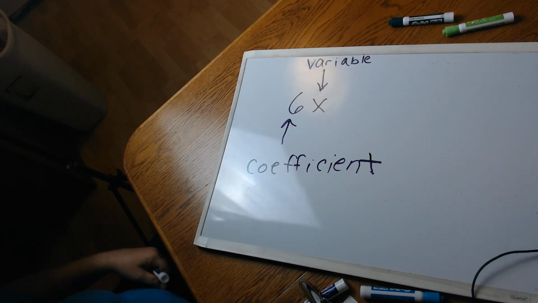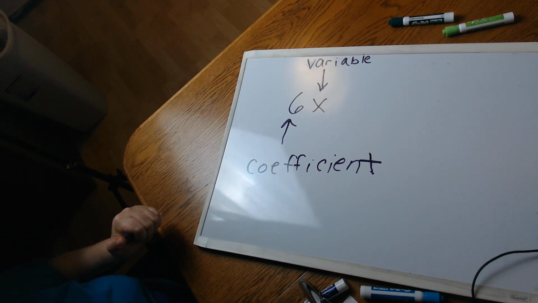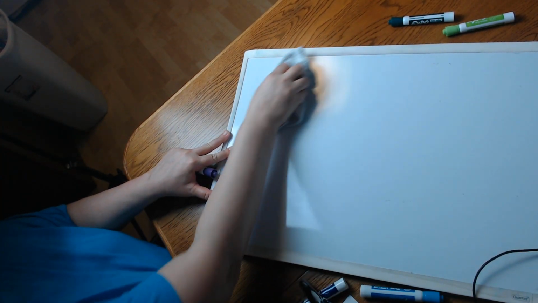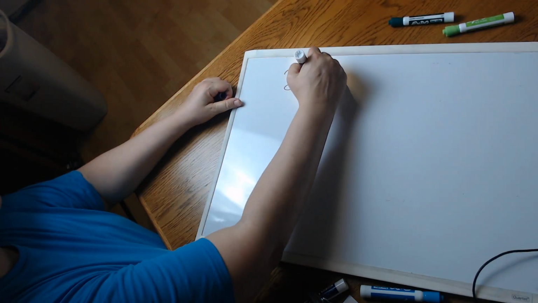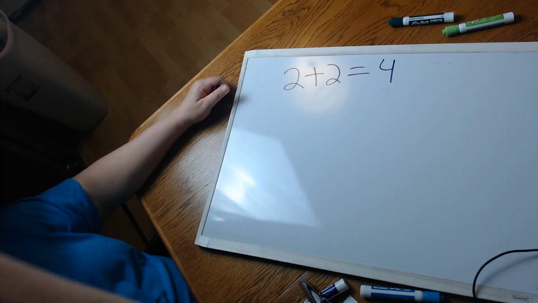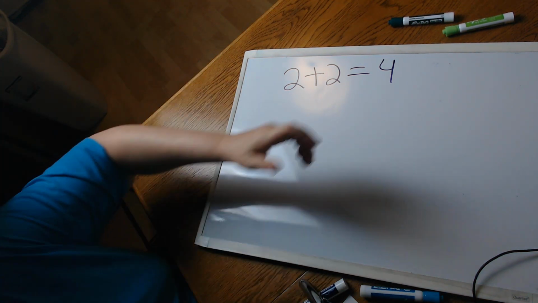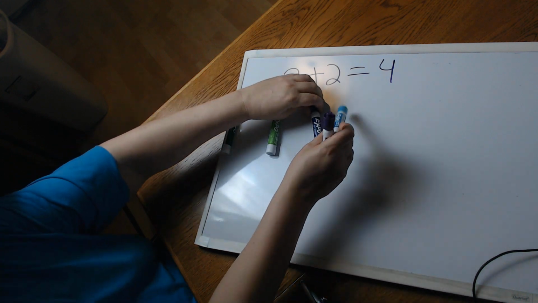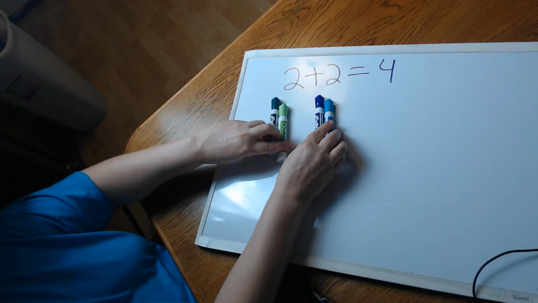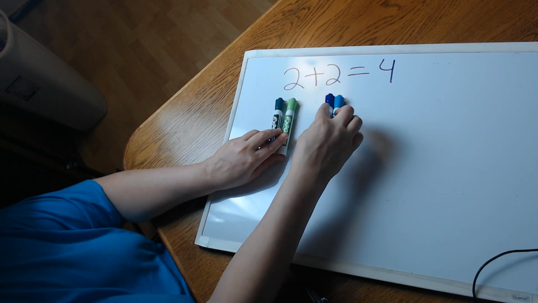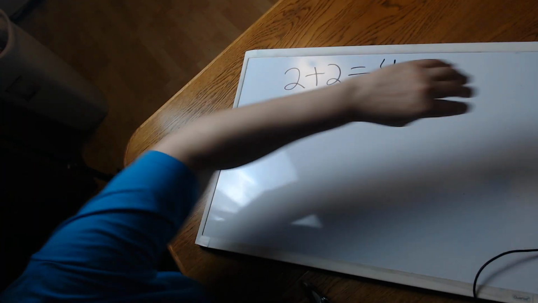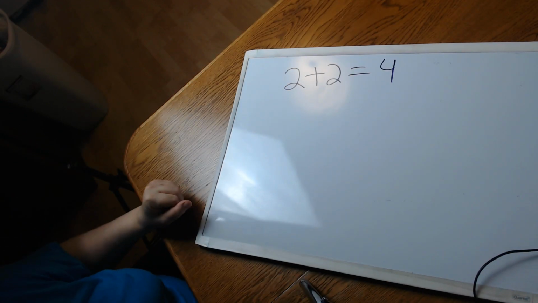Okay? Now I'm going to show you a problem that has a coefficient and a variable in it. But before I show you that, I'll just show you a regular addition problem. 2 plus 2 equals 4. So, oh, look at this. 2 markers plus 2 markers equals 4 markers. 1, 2, 3, 4. It's as simple as addition. Let's take a look at that so I can explain why it's as simple as addition.